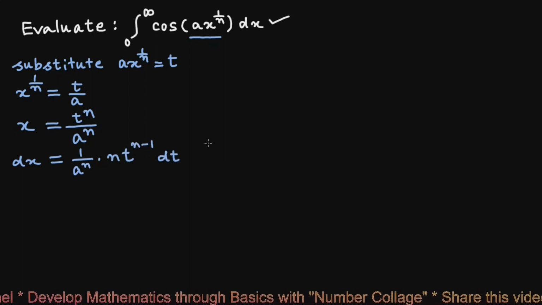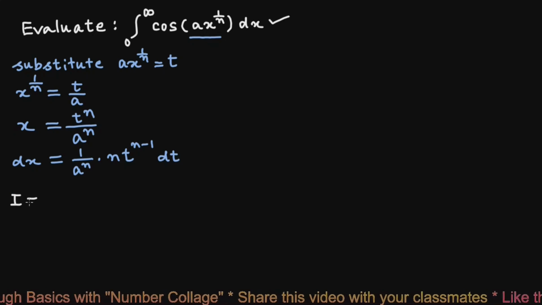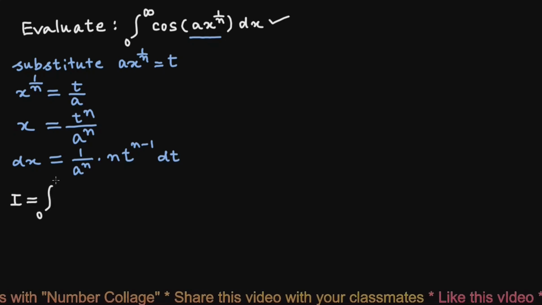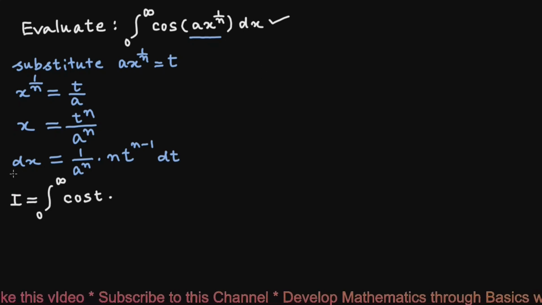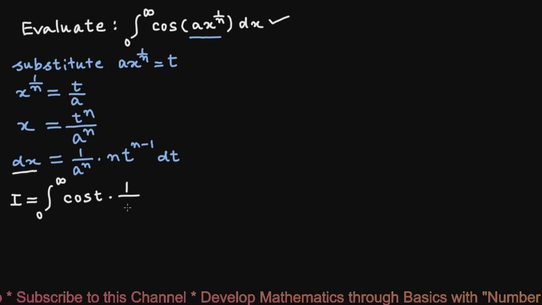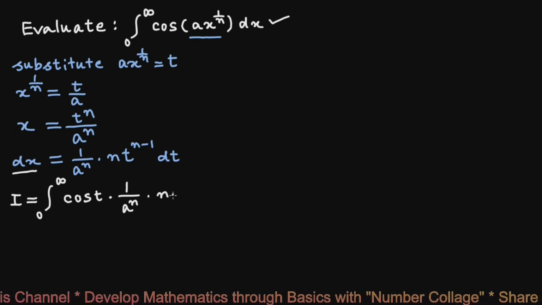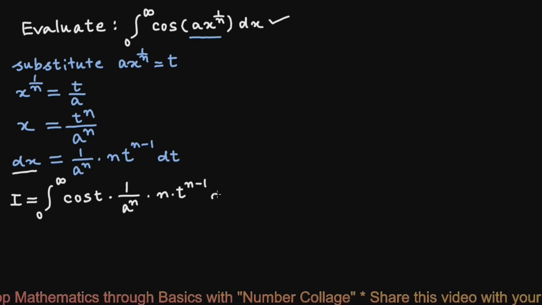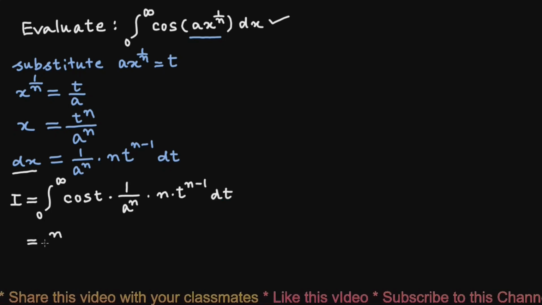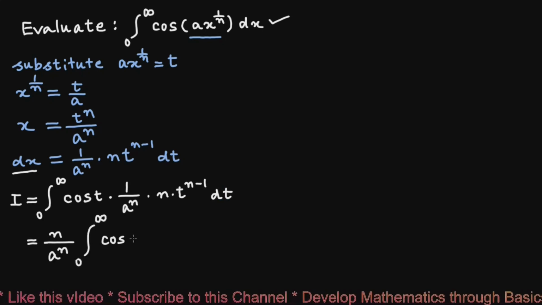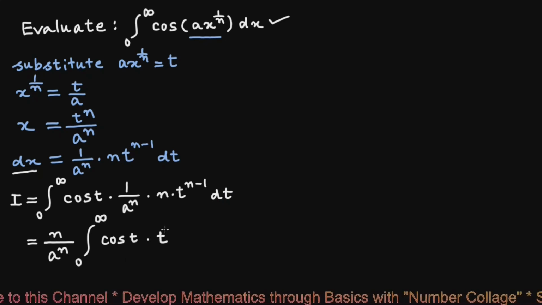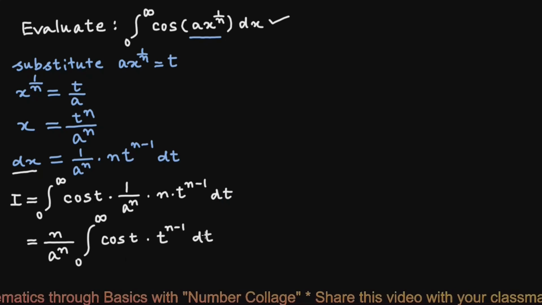So this integral turns into I equals integral from 0 to infinity of cos t into, for dx we write, 1 upon a raised to n into n t raised to n minus 1 dt. This will be n upon a raised to n integral from 0 to infinity of cos t into t raised to n minus 1 dt.